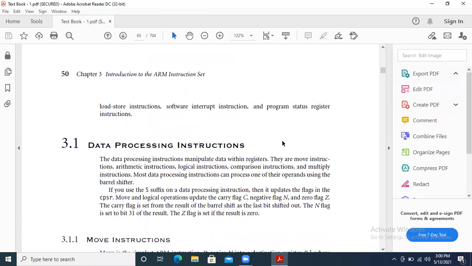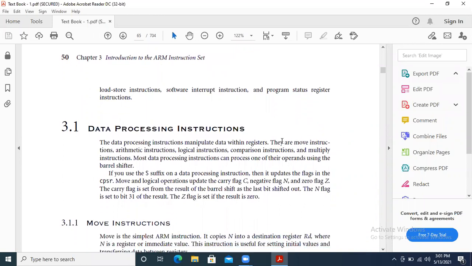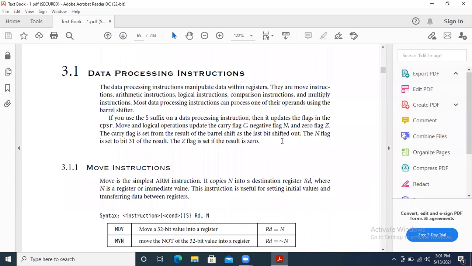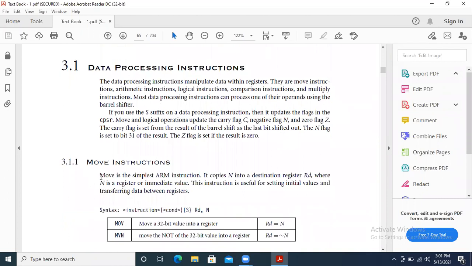Like, explain data processing instructions. So depending upon the marks, you have to explain the different types here. The first one is the move instruction. So they are given here.